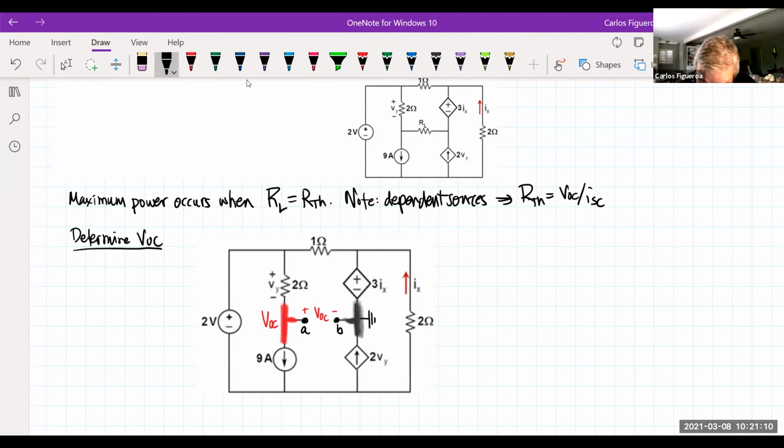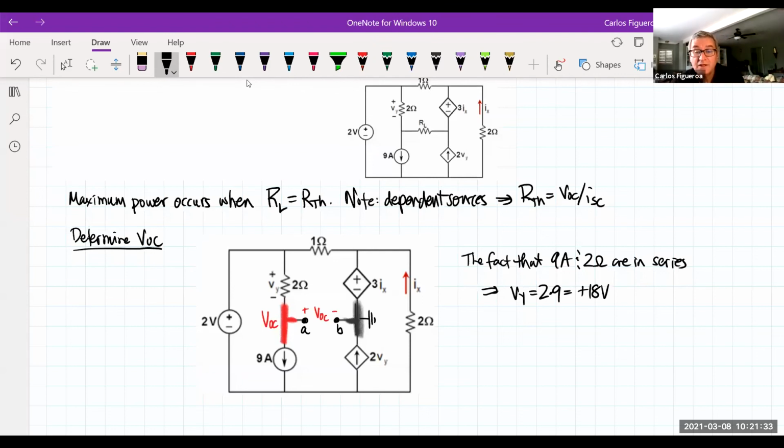Okay. So the fact that the 9 amp source and 2 ohm resistor are in series immediately implies that Vy, which is 2 times 9, is 18 volts. I now know that that's 18 volts.